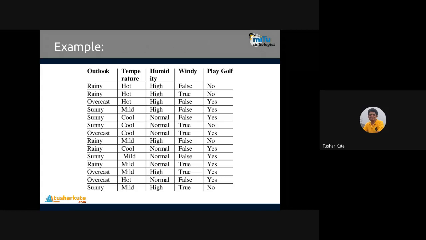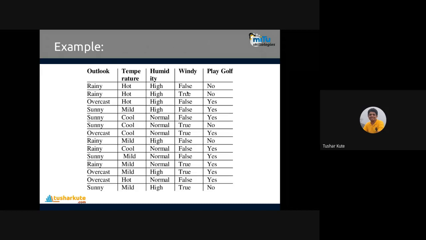Now, based on several environmental situations and atmospheric conditions, this data set is created. See the outlook: was it rainy, overcast, or sunny? Or the temperature was hot, mild, or cool? Or humidity was high or normal? Or windy, when the atmosphere is windy or not? True or false is mentioned in it.